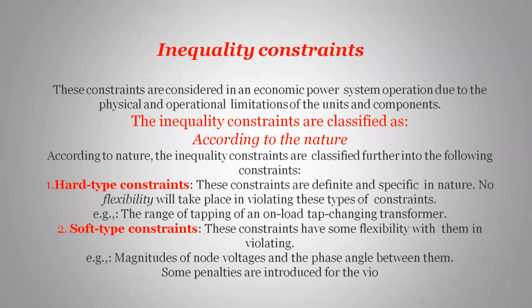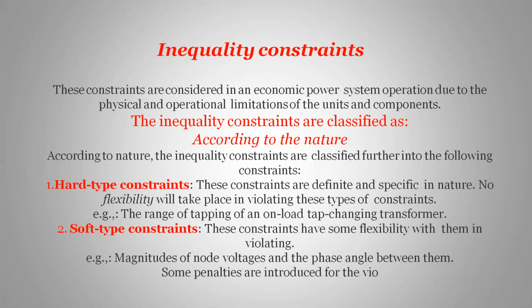Today we are discussing only two constraints. The first one is hard type constraints. The second one is soft type constraints. Hard type constraints means these constraints are definite and specific in nature. No flexibility will take place in violating these types of constraints. Example: the on load tap changing transformer.